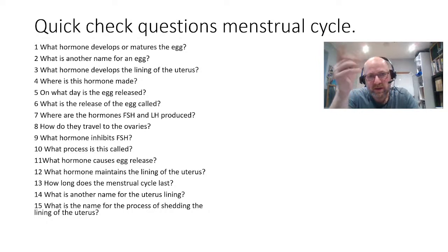And the menstrual cycle lasts 28 days. And another name for the uterus lining, bit advanced, is the endometrium. Endometrium might come up in a question. Weird one, that is. What is the name of the process of shedding the lining of the uterus? And that is menstruation.